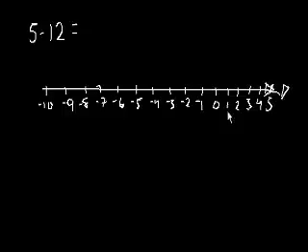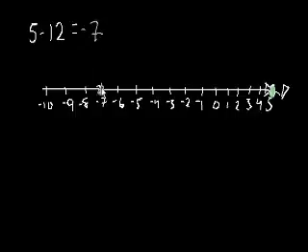Okay. 5 minus 12. So if we start at 5, we go to the left 12 because we're subtracting 12. So we go 1, 2, 3, 4, 5, 6, 7, 8, 9, 10, 11, 12. Negative 7.